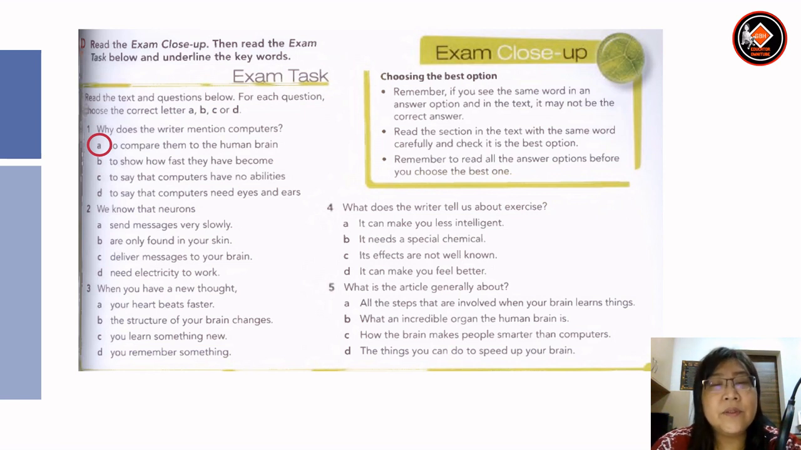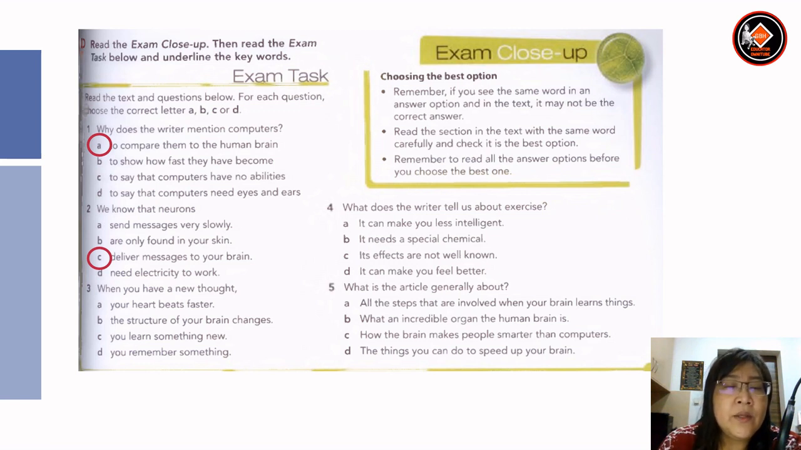To compare them to the human brain. Question 2. We know that neurons: A. Send messages very slowly. B. Are only found in your skin. C. Deliver messages to your brain. And D. Need electricity to work. So the answer is C. Deliver messages to your brain.